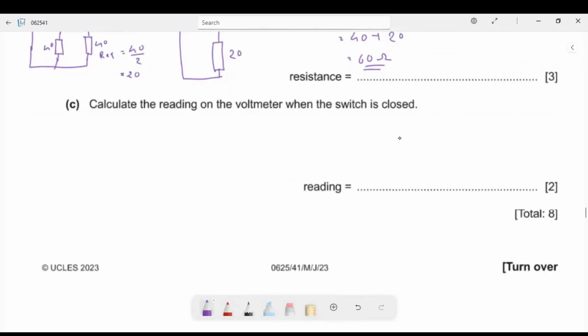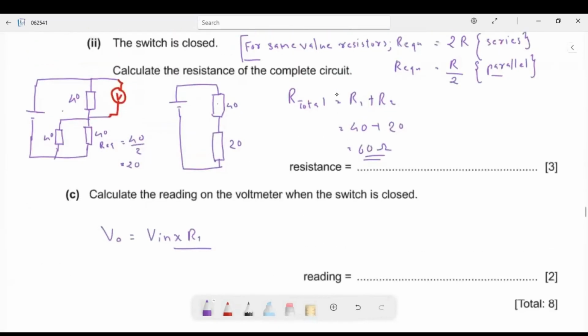Calculate the reading of the voltmeter when the switch is in the closed position. Here we can again use the potential divider equation. V out is equal to V input into R1 by, here we need to calculate the equivalent resistance. So R equivalent plus R1. So we can write it as V input voltage, we already found out, that is 15 volt into R1 value is 40, and the R total is 60.